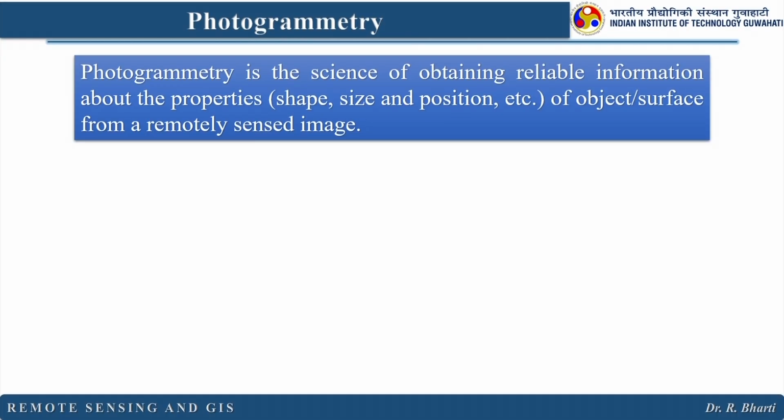What do we mean exactly by this photogrammetry term? Photogrammetry is the science of obtaining reliable information about the properties, like shape, size and position of any object or the surface from a remotely sensed image. Here basically we want to extract the information related to shape, size and position etc. of an object or the surface which is acquired by the remotely sensed image.